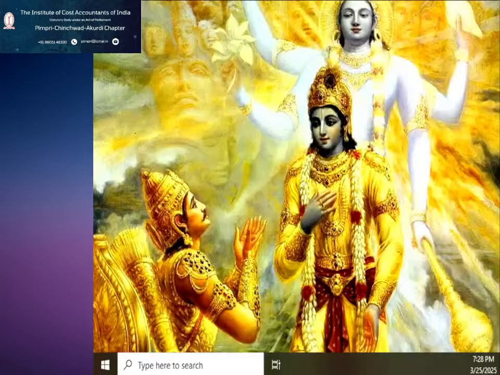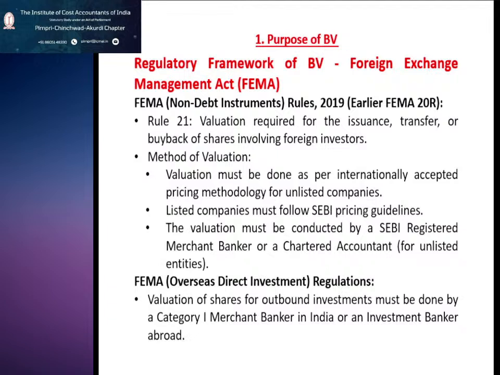Then comes the method of valuation. How the valuation should be done has been prescribed under FEMA. The method of valuation to be adopted under such FEMA rules is: valuation must be done as per internationally accepted pricing methodology for unlisted companies. For listed companies, it must follow SEBI pricing guidelines, and the valuation must be conducted by a SEBI registered merchant banker or a chartered accountant for unlisted entities.